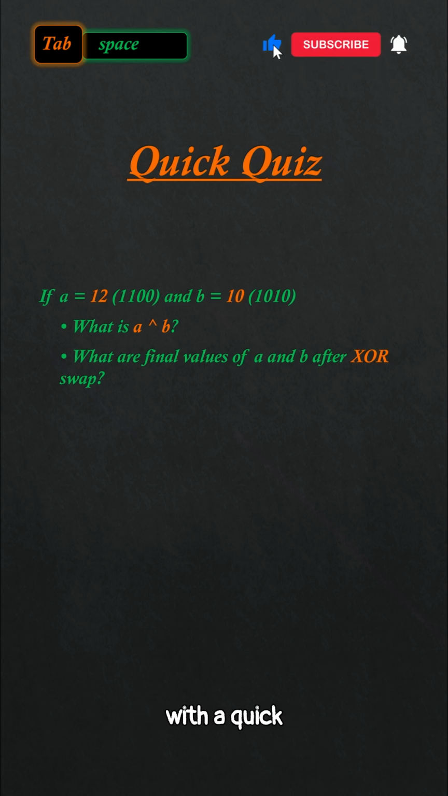Now let's test your understanding with a quick quiz. Suppose A is equal to 12 and B is equal to 10. Can you figure out what happens if we perform A XOR B?